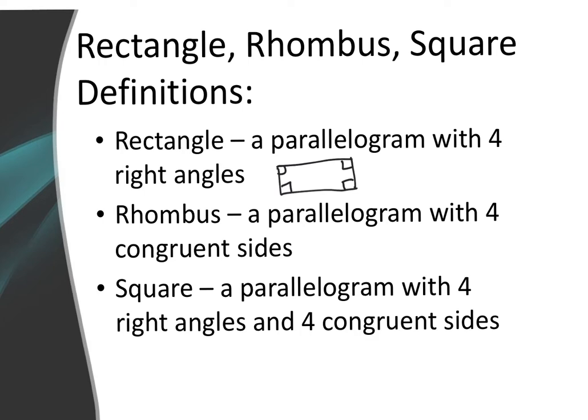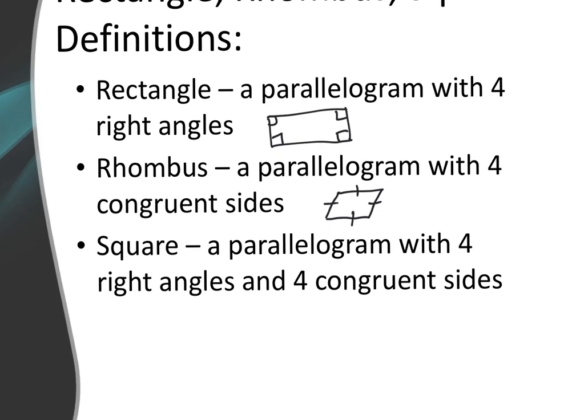A rhombus, though, is a parallelogram with 4 congruent sides. But what doesn't the rhombus talk about in its definition? Christian? The angles, okay? So in a rhombus, you're going to see it look a little bit like this, where every single side, I know that's a bad drawing, should be the same length. And then a square is just a hybrid of both. So it needs to have 4 right angles and 4 congruent sides. In its diagram, all of the sides are the same length and all of the angles are 90 degrees.